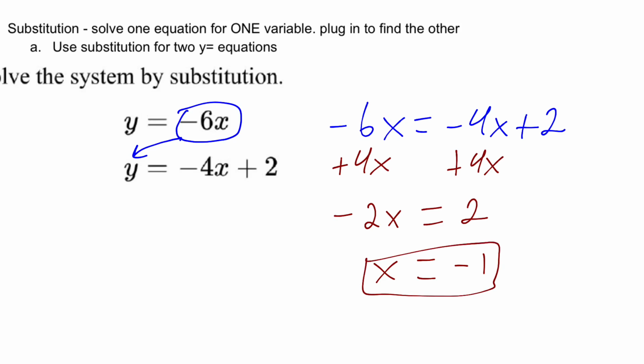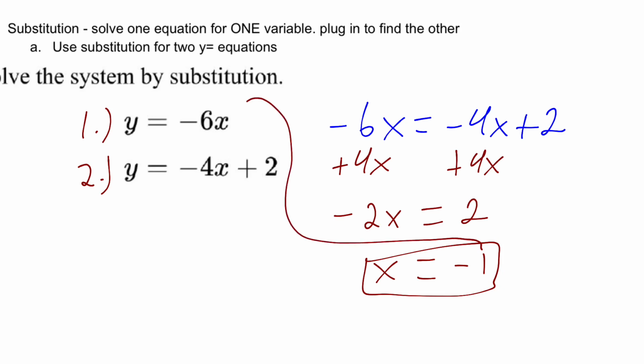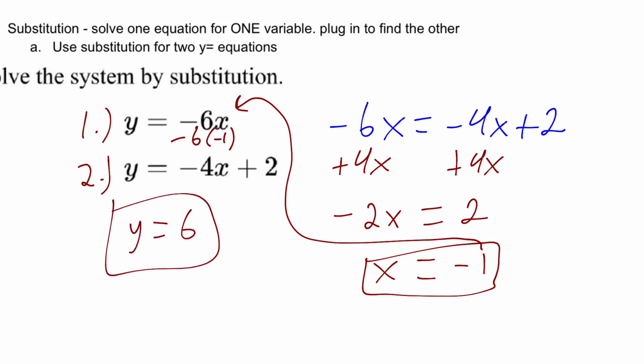Just like with graphing, we have to find a coordinate, x, y. So how do we find the other one? Well, let's choose either one of our original two equations, 1 or 2. I'm going to choose the first one because it's simpler. And we're going to plug in this value of x. So this becomes negative 6 times negative 1. Or in other words, y is equal to 6. If I put it all together, I have the coordinate negative 1, 6.